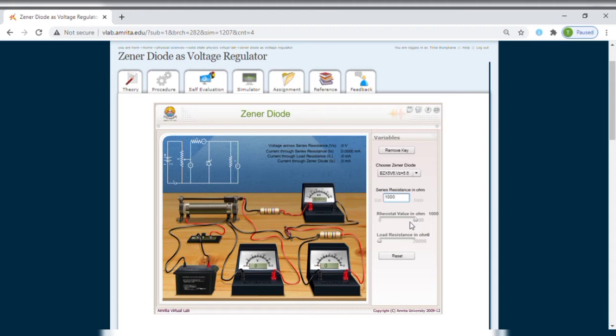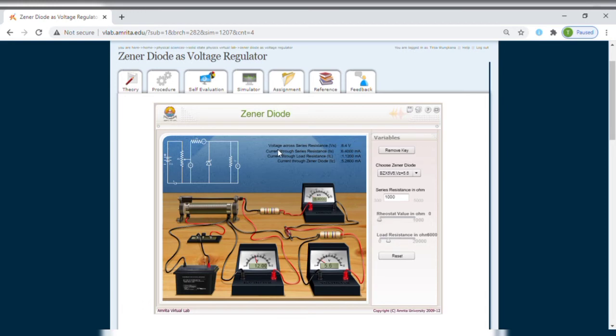Okay, the load resistance, I'm just gonna increase it from 0 to 5000. So, 5000, and then change the rheostat value from maximum to 0 by the interval of 100. Okay, we go to 0, and then this is the value that comes out.